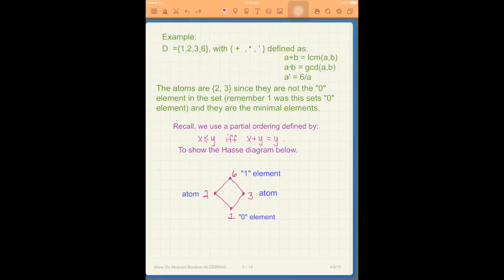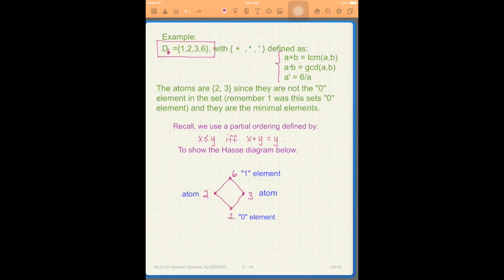Okay, here's an example with D, and this was supposed to be subscript 6. We call this D6, I believe. So here we have the set 1, 2, 3, 6, and we have addition, multiplication, and complementation defined differently. So this is different now when I think about my algebraic structure. The atoms here are going to be 2 and 3. Now, why do you think that's going to be? So remember, this is the set that you get to deal with. You have these elements, 1, 2, 3, and 6 as your choice. Those are your only choices here.